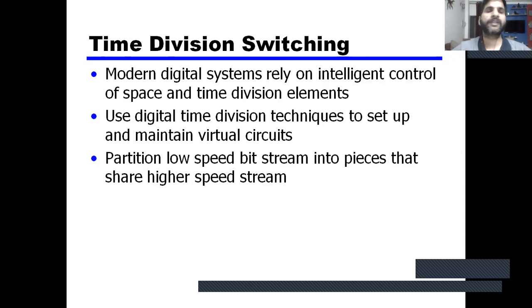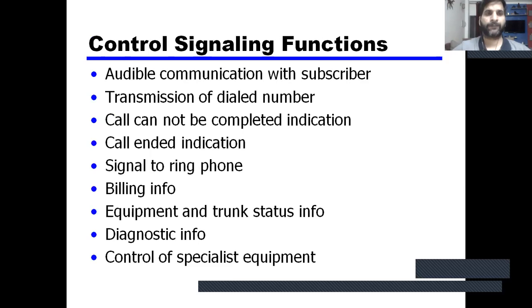Next, time division switching. Modern digital systems rely on intelligent control of space and time division elements. They also use digital time division techniques to set up and maintain virtual circuits and partition a low speed bit stream into pieces that share a higher speed stream. This is an example of time division switching.